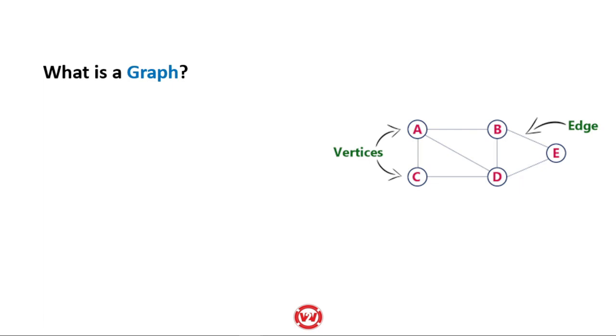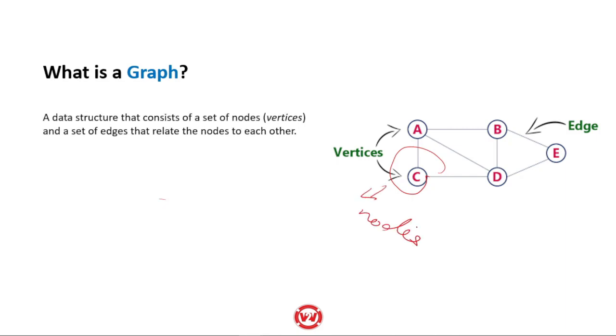Now, what is this exactly? This is actually a combination of different nodes and different edges. We call these your nodes or vertices. Either it's a node or a vertex, and this is an edge.